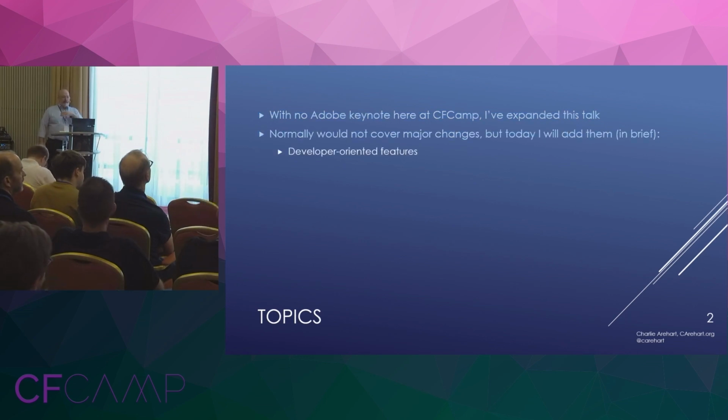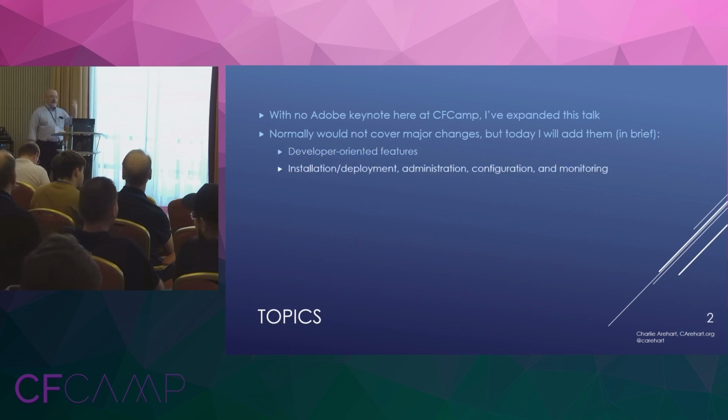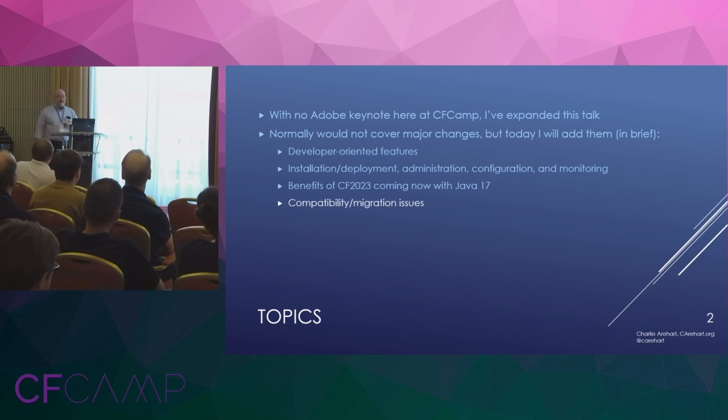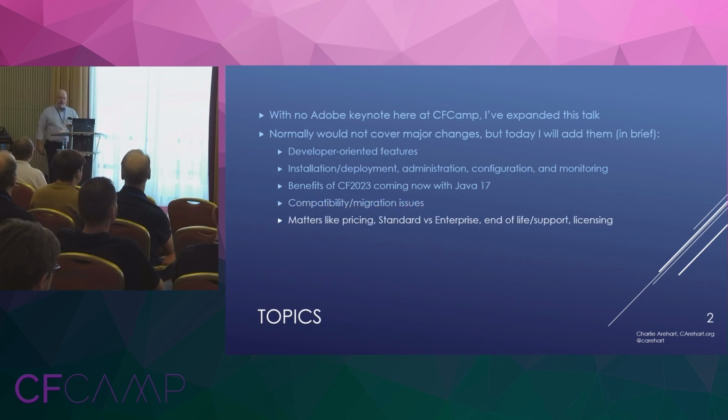I'll try to keep it brief, and I'll focus on developer-oriented features, and then administration, installation, deployment, and configuration-oriented stuff. Then, if you hadn't noticed, CF 2023 comes on Java 17, as does Lucee 6, and moving to Java 17 brings benefits for both engines, so I'll chat a bit about that. Then I'll talk about compatibility and migration issues, which concern folks, but the good news is that they're generally very smooth in the case of CF 2023. I'll also talk about coming from older versions, and include things that are often important to people like pricing, standard versus enterprise differences, and end of life.